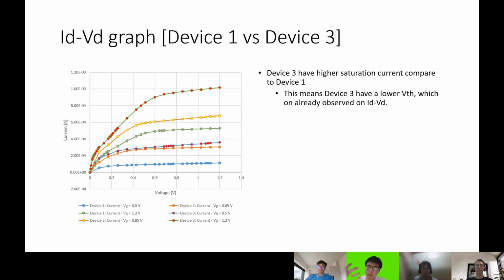For this, we put it to show that device 3 has a lower gate threshold voltage. However, this is already observed on the ID-VG graph. We just put it up so that we can show you the difference between the two of them. All right, so continue on to the next person.